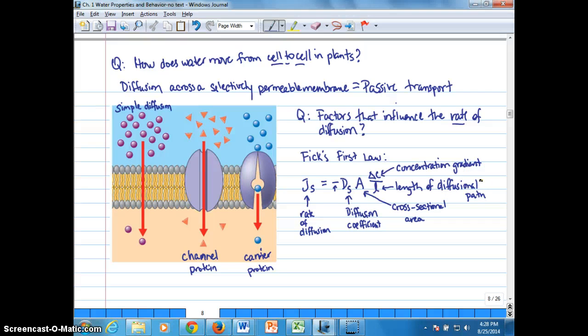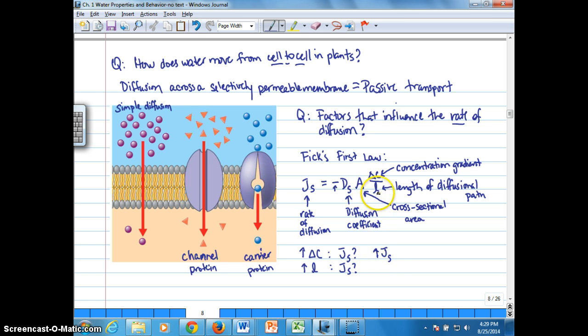So what this equation shows us, concentrating on delta C over L, is this: an increase in the concentration gradient has what effect on the rate of diffusion? And if the concentration gradient was held constant, what effect would an increase in the length of the diffusional path have on the rate of diffusion? Well, because the concentration gradient is in the numerator of this relationship, the larger the concentration gradient, the faster the rate of diffusion.